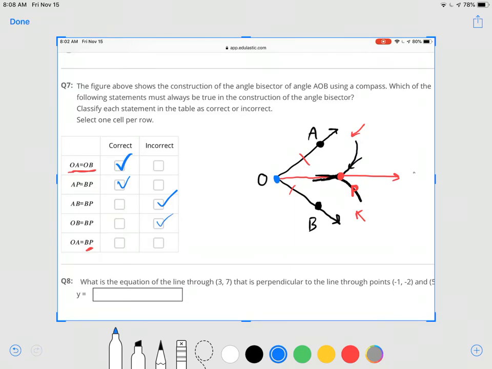All right, and then OA is equal to BP. So they're saying that this radius, or this length, has to be the same as BP. That does not have to be true, for the same reasoning as the previous one. This distance, this radius, is created from the first circle, and this distance from B to P is created with a second circle. That doesn't have to be the same size. Okay, so this is no. Okay, so those are the answers for that one.